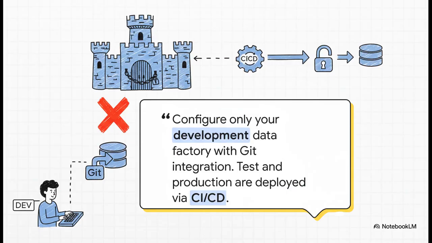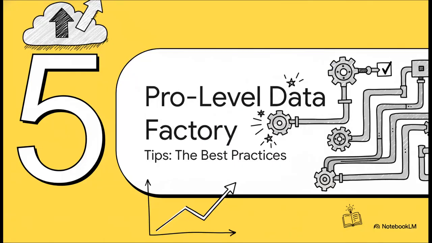And this right here, this is the golden rule. Seriously. Your test and production environments should be sacred, they should be locked down. Changes only get there through your automated, audited deployment pipeline. No manual changes, no direct authoring, and absolutely no Git integration in those environments. Period.